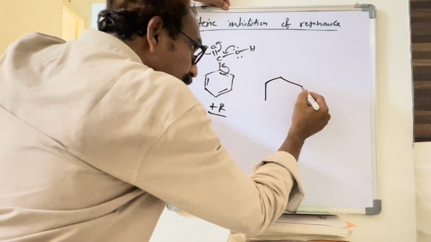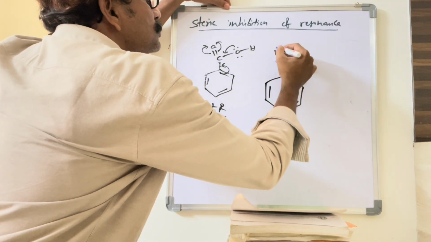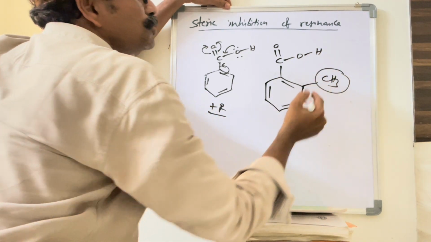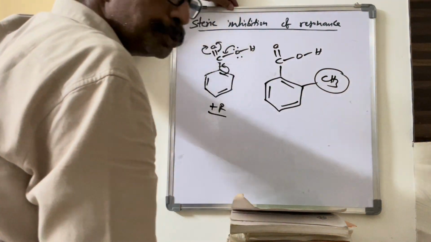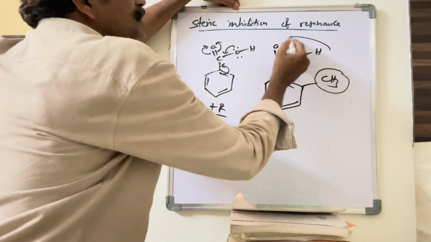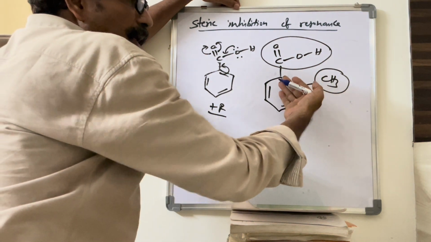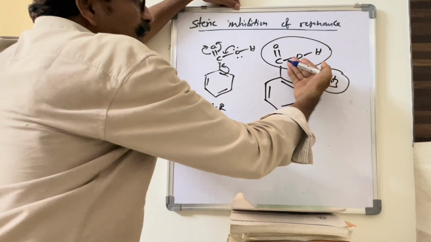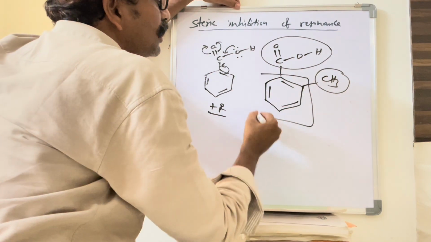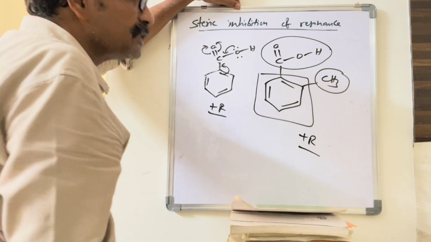An ortho substituent prevents this coplanarity due to steric effects of the methyl group or the carboxyl group. Carboxyl means carboxylic acid group. The carboxyl group does not lie in the plane of the benzene ring. As a result, the benzene ring in ortho substituted benzoic acid cannot access the plus R group.